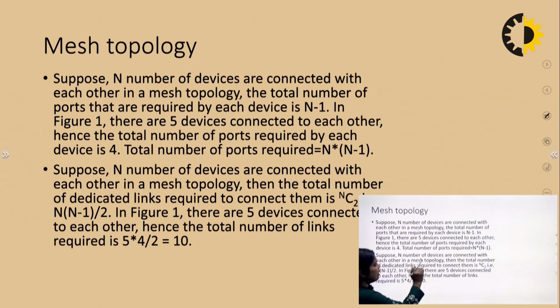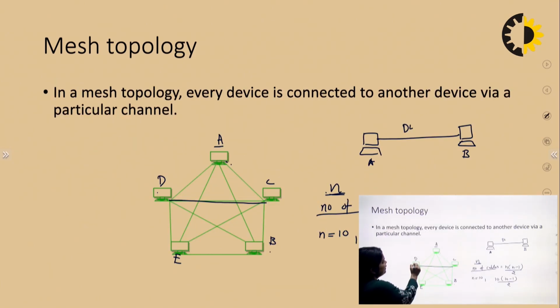Now we can understand how the mesh topology is connected. You can see here A, B, C, D, E, all connected with dedicated links. If any node fails or is damaged, is there any effect on the remaining network? No, because all are connected with dedicated links, so there is no requirement.